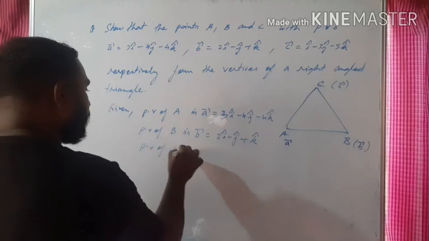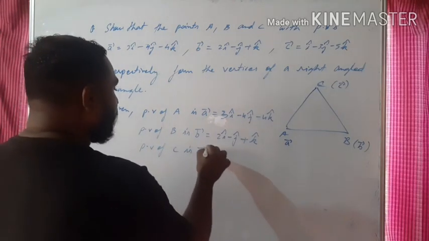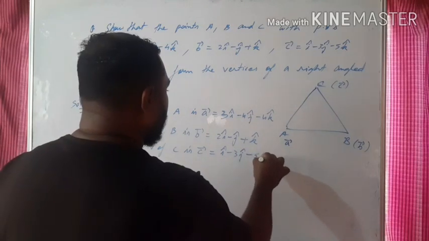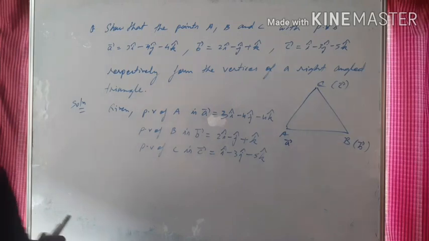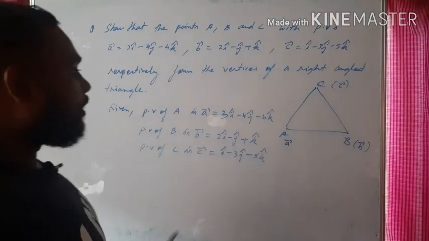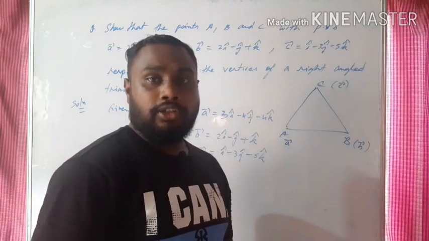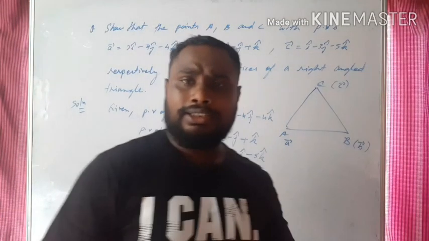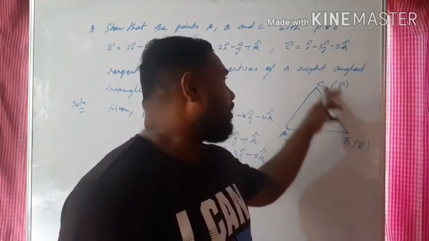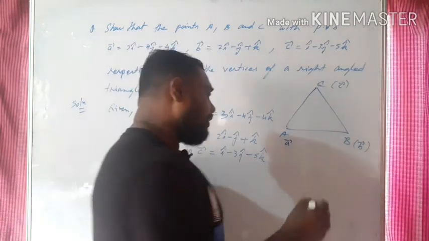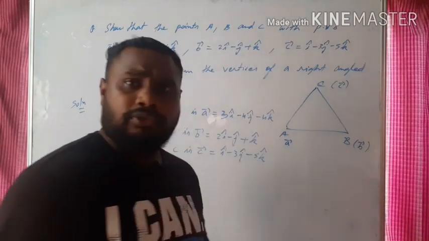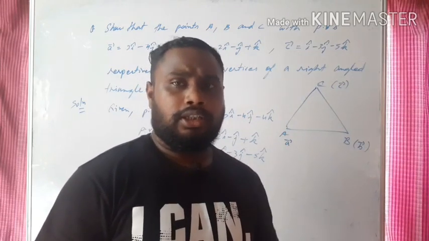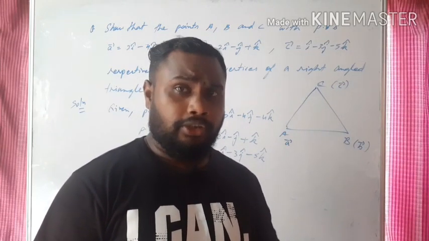Position vector of point C is C bar equal to i minus 3j minus 5k. So these are given. Now, in order to prove whether this triangle is a right angle triangle or not, how will we prove it? We will find the sides AB, BC and AC, and we will see whether the sum of the squares of two sides is equal to the square of the third side or not. Means it is following the Pythagoras theorem or not.